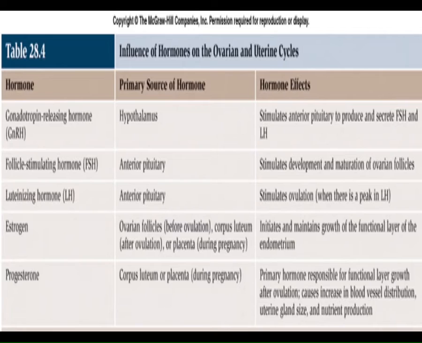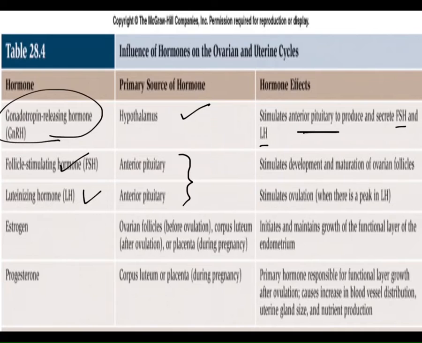Here are the hormones. There are 5 hormones that you need to keep track of here in the female. GnRH, gonadotropin-releasing hormone, made by the hypothalamus, tells the anterior pituitary to produce FSH and LH. Follicle-stimulating hormone and luteinizing hormone are both made by the anterior pituitary. Follicle-stimulating hormone is telling the ovaries to develop the follicles, and we're going to see that luteinizing hormone is going to peak and help stimulate ovulation.